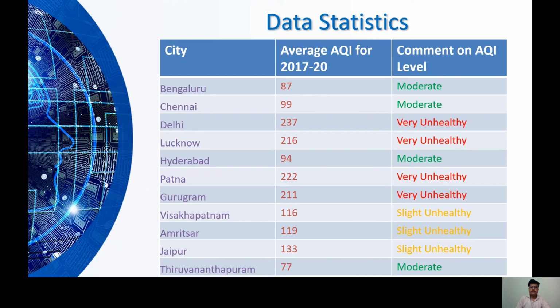We can make an interesting observation from this table. Cities in south, Bangalore, Chennai, Hyderabad and Thiruvananthapuram have moderate AQI levels, while cities in north, Delhi, Lucknow, Patna and Gurugram have very unhealthy AQI levels. This might have a connection to the higher development index in South India and hence more awareness about the hazards of air pollution. Now handing over to Priyanshu, who will talk about hypothesis testing.